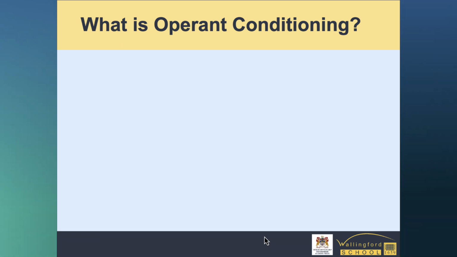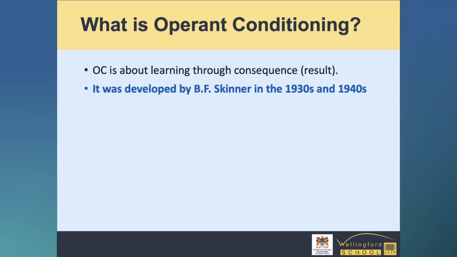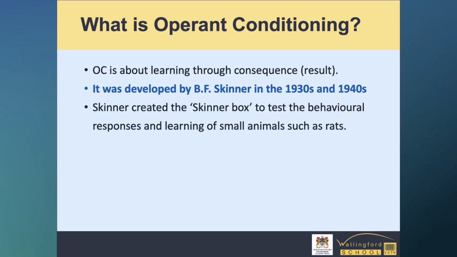So what is operant conditioning? It's about learning through consequence, so learning through the results of actions. It was developed by B.F. Skinner in the 1930s and the 1940s. And Skinner famously created something he called the Skinner box to test the behavioural responses and learning of small animals such as rats and pigeons. And it's one of the core elements of trying to understand where the evidence for this comes from, is to try and understand what that box does.